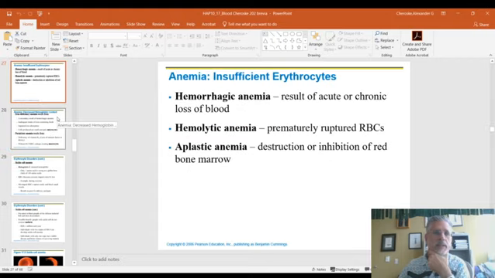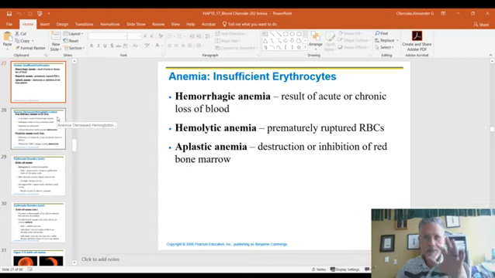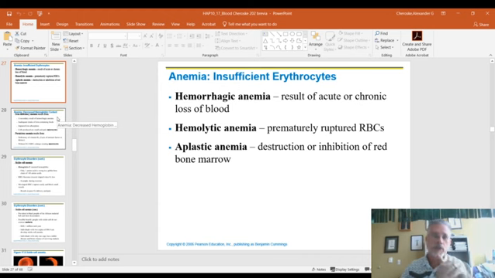So you can see here in these slides that as a basic definition, as one of your vocabulary terms, anemia is a reduction in the oxygen carrying capacity of the blood.